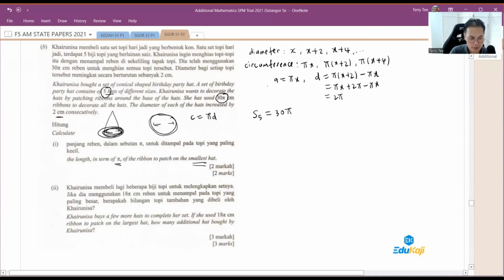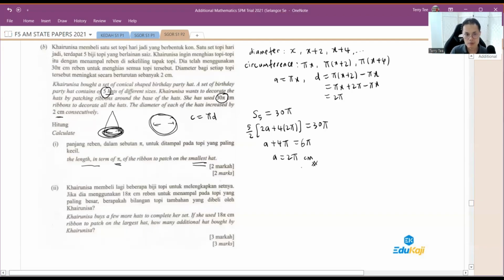Actually, we don't have to find x first. We want to find the length of ribbon. We want to find a. So I'm going to use n over 2 times 2a plus n minus 1 times d. d is 2 pi. This result is 30 pi. So maybe I multiply that 2 inside. When you multiply the half inside, this becomes a. This one is 8, right? Half of 8 becomes 4 pi. This is 30 pi divided by 5, which is 6 pi. All right, my a is just 2 pi. So the length of ribbon for the smallest hat is 2 pi. You can write 2 pi cm.